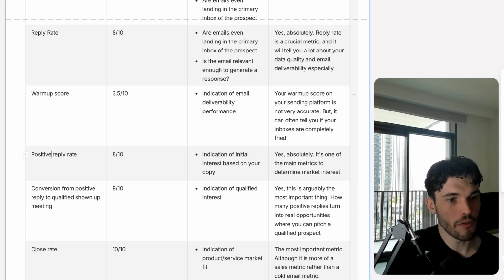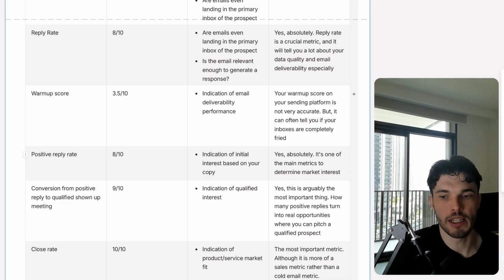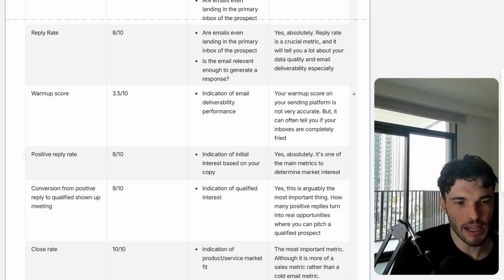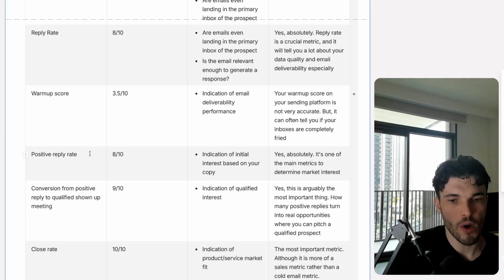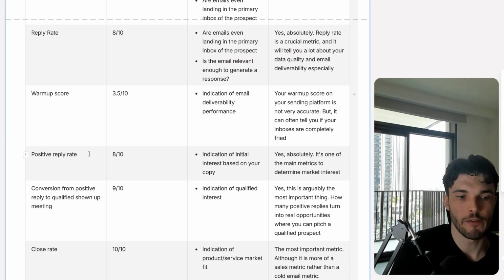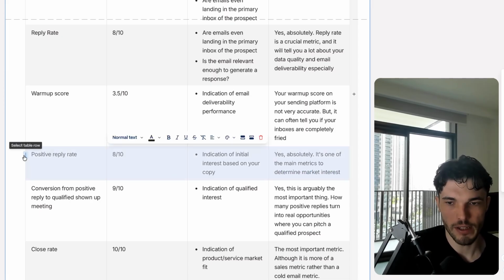So if you're just reaching out to people and asking them a vague question or something and they respond to it, sure, that could be characterized as a positive response, but it's not really turning into a lot of pipeline. But it's still a really, really important metric, because obviously the whole goal of writing your email copies is to elicit a specific response that is positive from the prospects, and so you need to be tracking this, obviously.